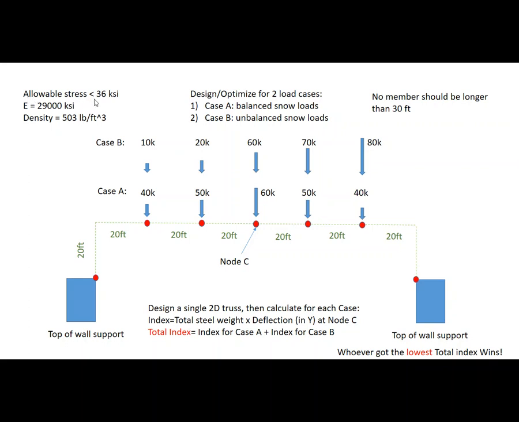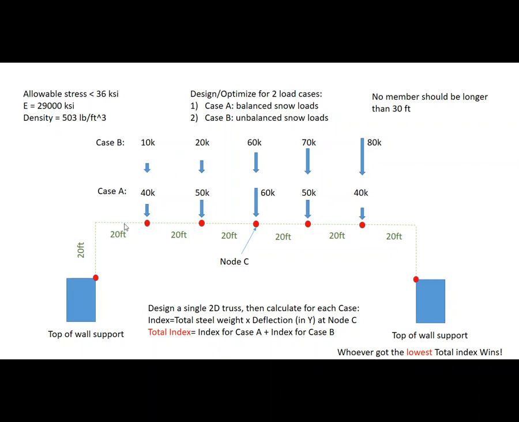Every single one of your members, if you check its stress after analysis, should not exceed 36 KSI. Then we're using 29,000 KSI steel, and for the density, you have to use this number. We're going to do two cases. One is a balanced snow load, which is symmetric. Another is unbalanced, where you think about some wind blowing the snow to the other side of the roof, so it's very heavy on this side.